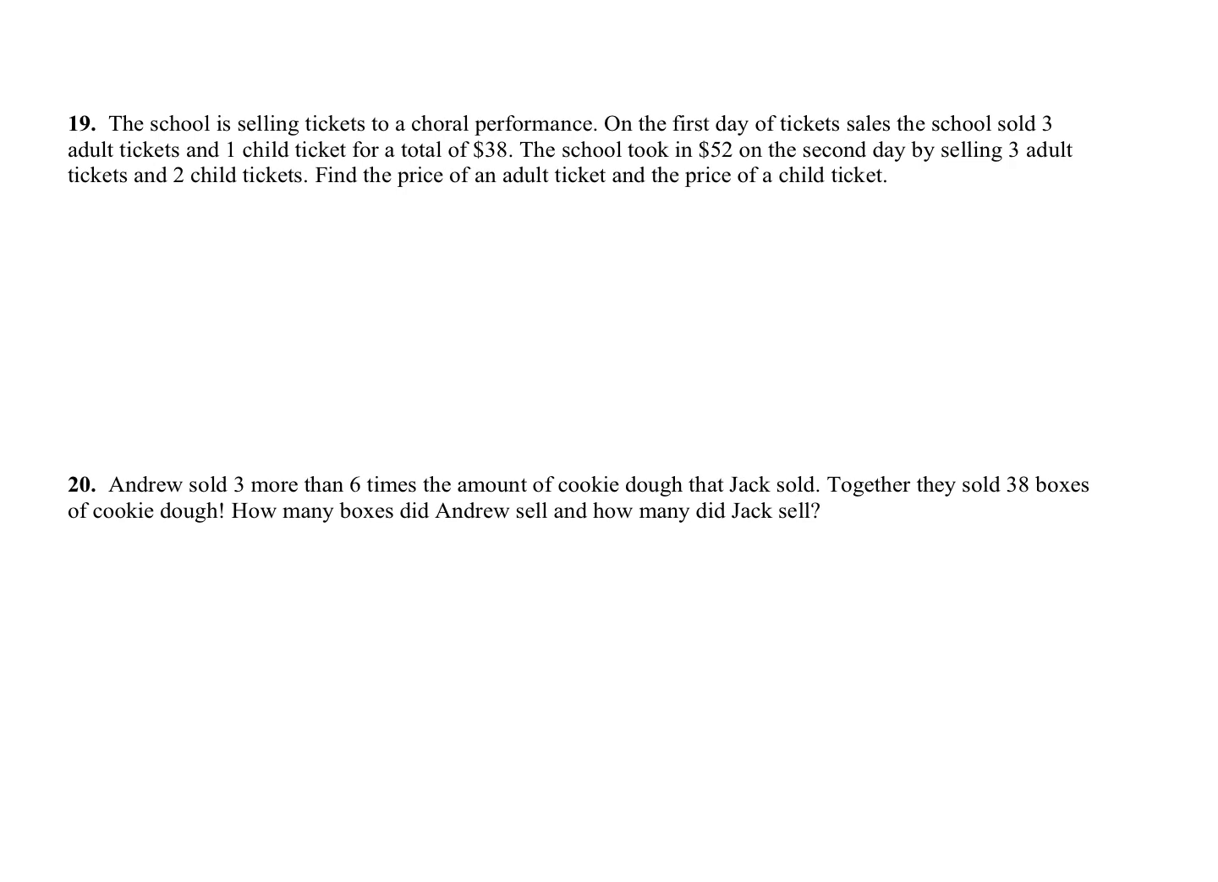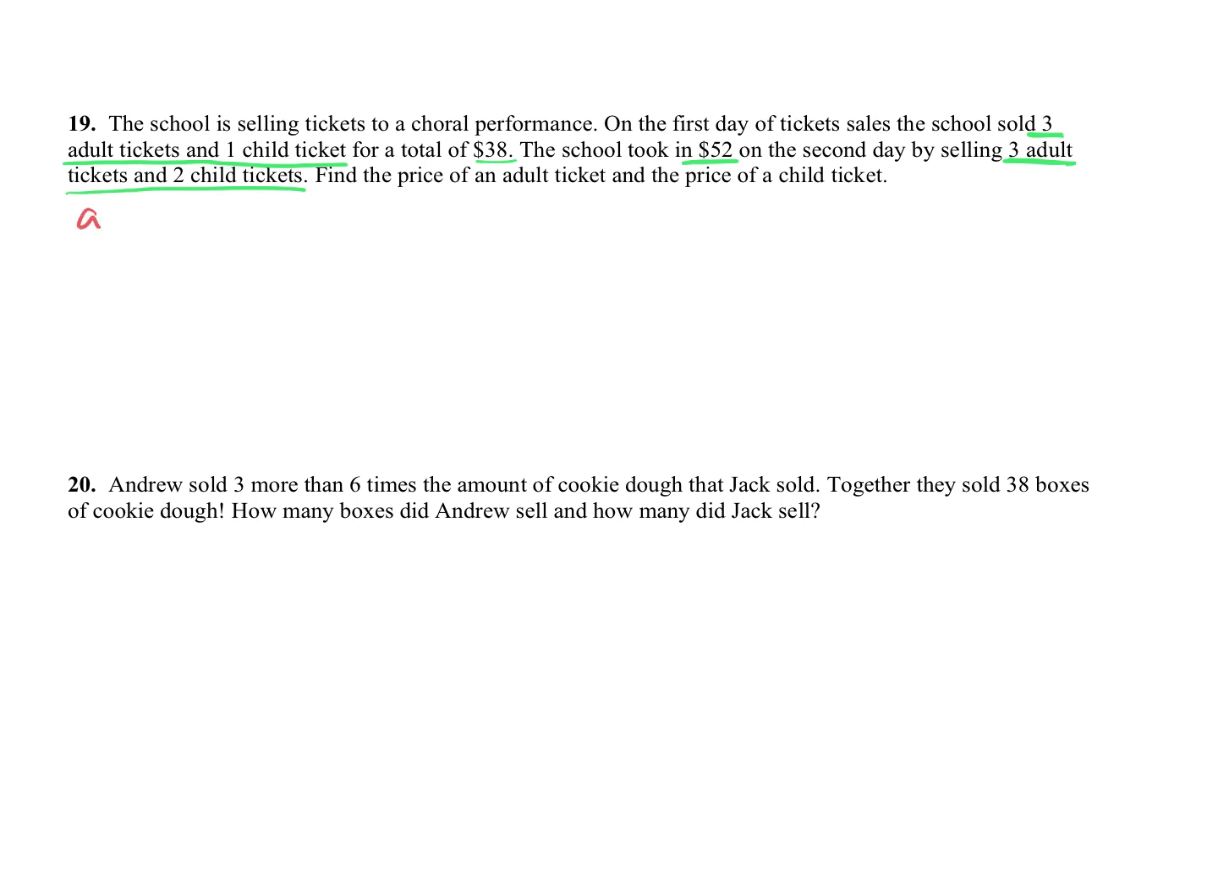On the first day of ticket sales, the school sold 3 adult tickets and 1 child ticket for $38, and then $52 for 3 adult tickets and 2 child tickets. Find the price of an adult and the price of a child ticket. This is going to be a system. We want 2 equations from this because there's 2 different scenarios happening. Can you give me the first equation?